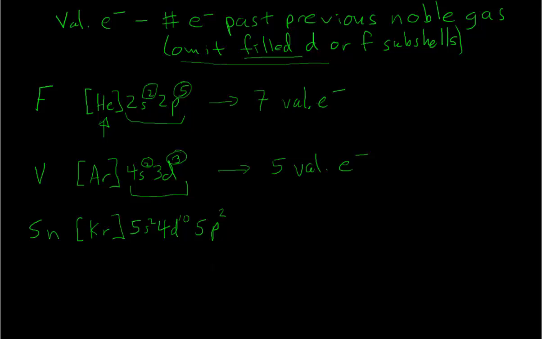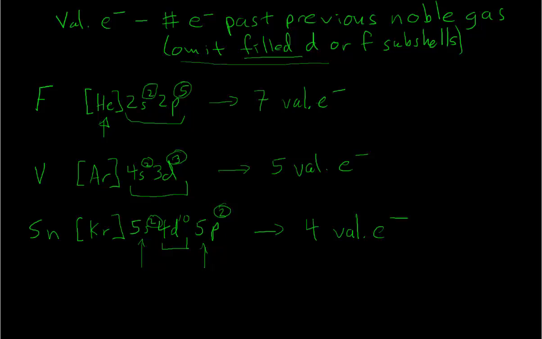So in this case, because we have a completely filled d shell, we will typically omit that d shell and just count the s subshell and the p subshell. So we've got 2 electrons in each of those. So we would say that tin has 4 valence electrons.